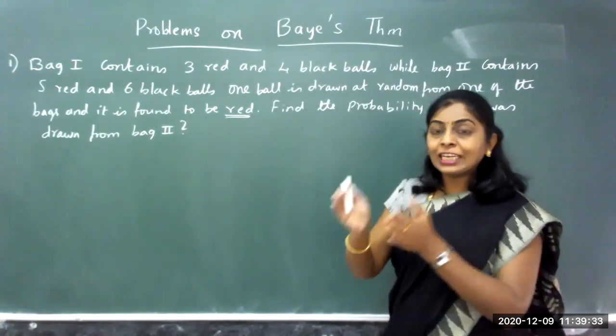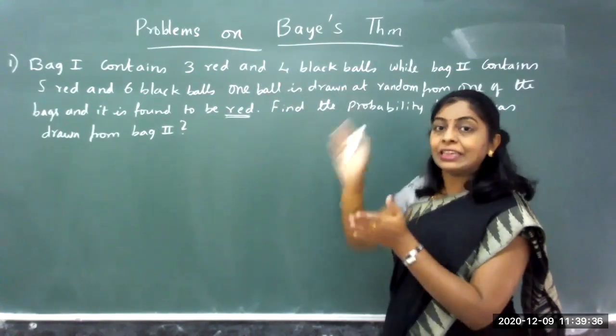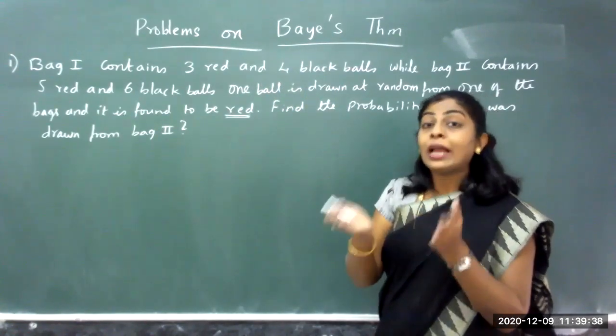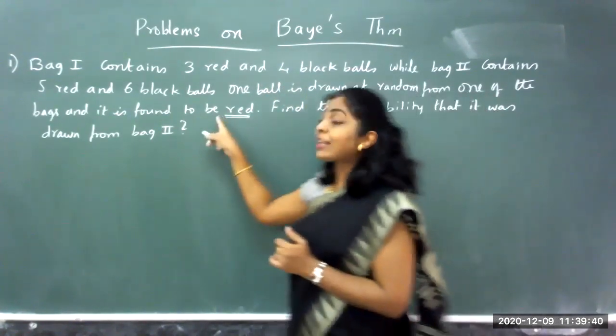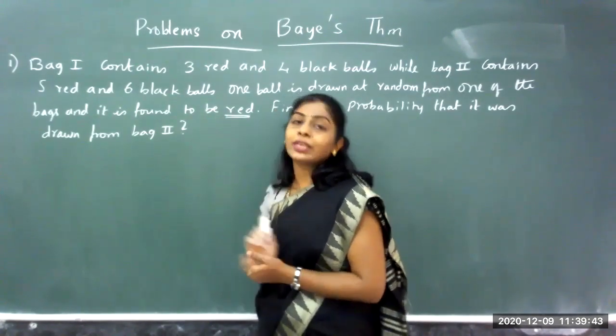So E1, E2, up to En are the n events I have. In this case, there are two events, E1 and E2. And we are told that the other event A has occurred. What is that other event A? Choosing a red ball.